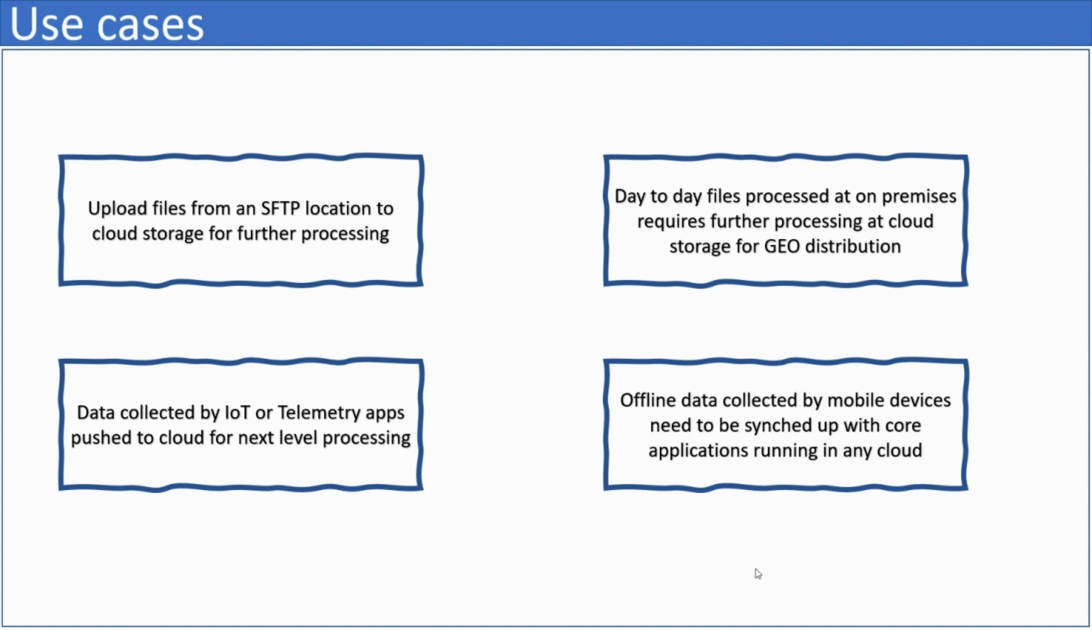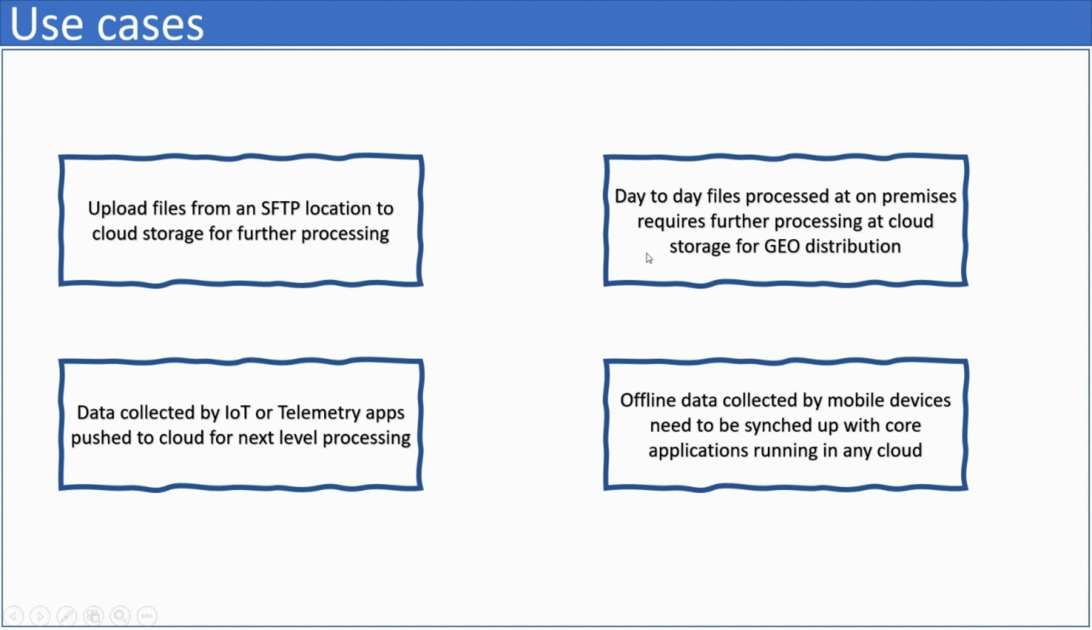In addition to that, I have given a couple of use cases here. You can upload files from an SFTP location to a cloud storage for further processing. Say, for example, you may have offices across the globe. Collect the perks or monthly reimbursement details from every geolocation and put them in a common storage for final processing. That might be the first use case.